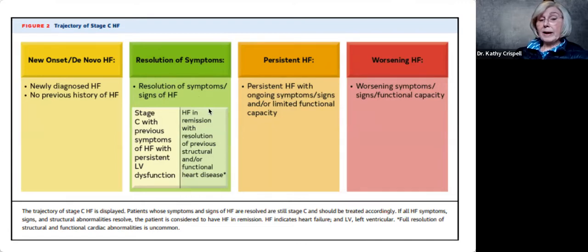Some other people may have initial resolution of their symptoms, but then their symptoms will come back, and they may then go on to have some persistent symptoms of heart failure, and those symptoms could be relatively minor, or they could be fairly moderate symptoms, but they never are without symptoms of heart failure again. And that's what this persistent box refers to. And then some of those people go on to develop even worsening symptoms and are quite impaired by their symptoms. And that's what this box represents. So this is called the trajectory of stage C heart failure.